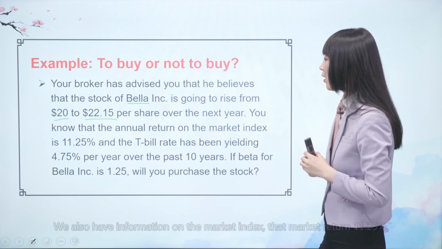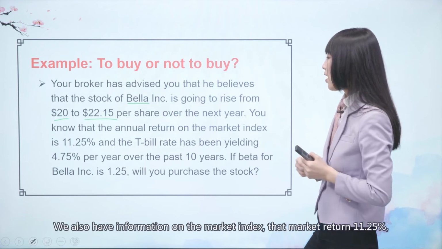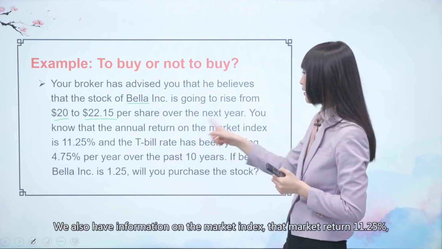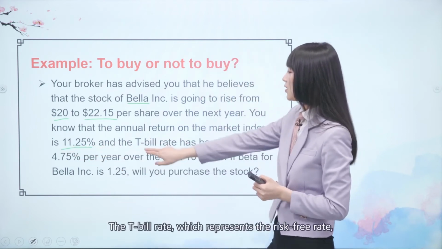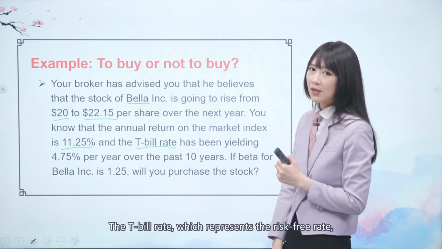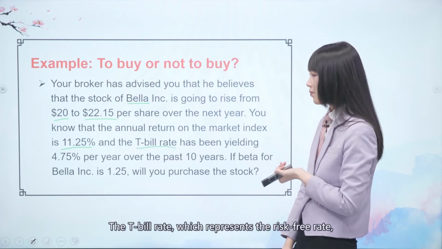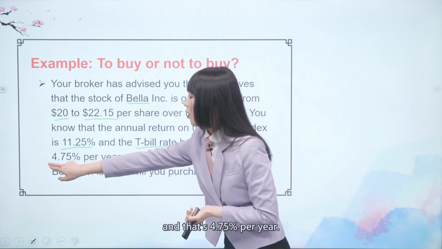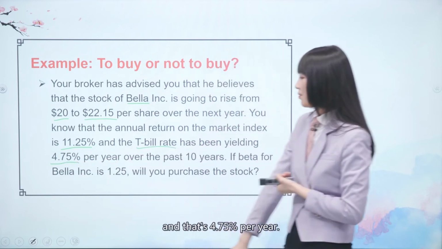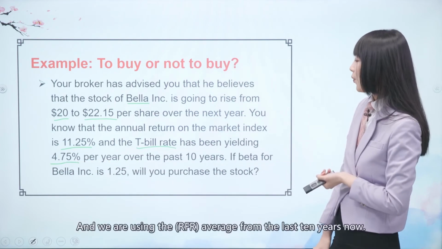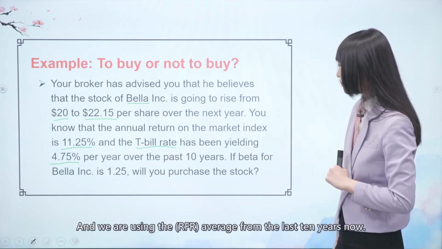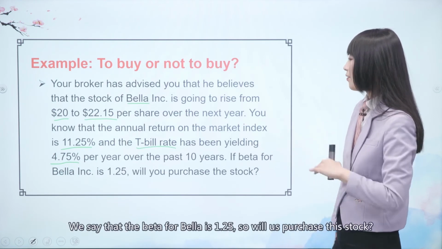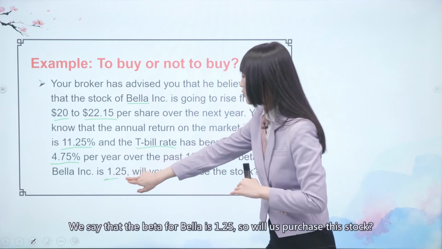We also have information on the market index: the market return is 11.25%, and the T-bill rate, which represents the risk-free rate, is 4.75% per year. We are using the average from the last 10 years. Now, the beta for Bella is 1.25.